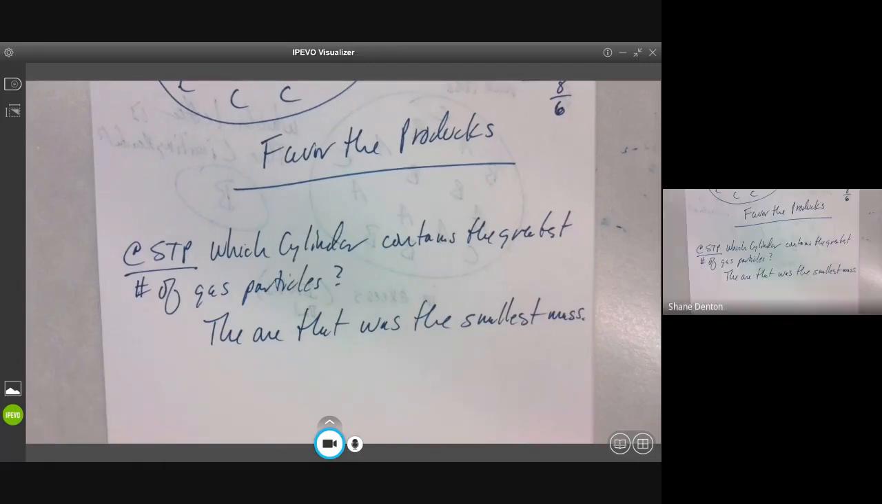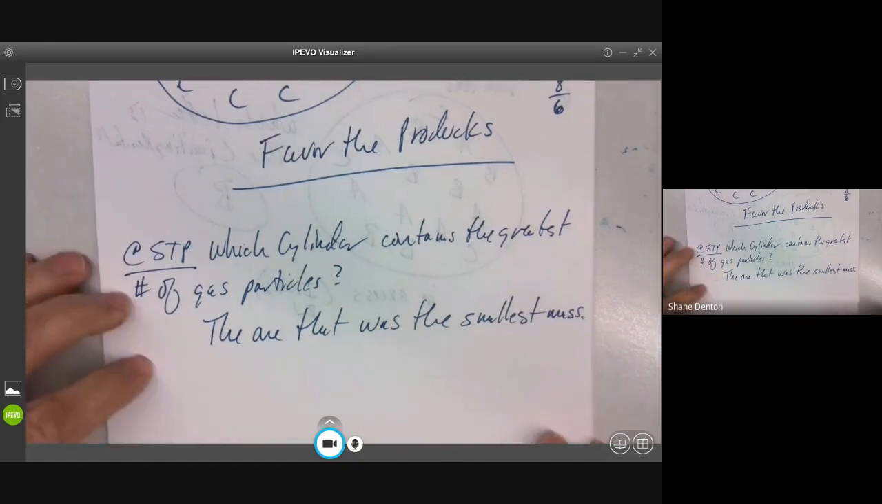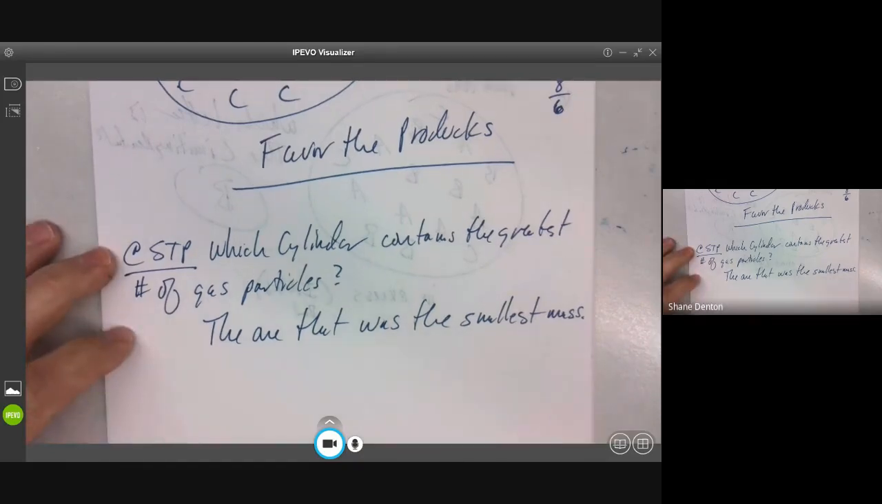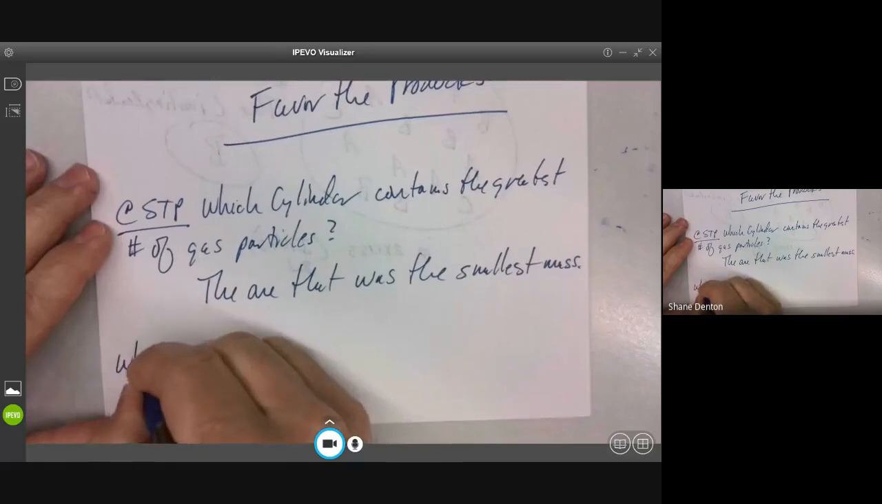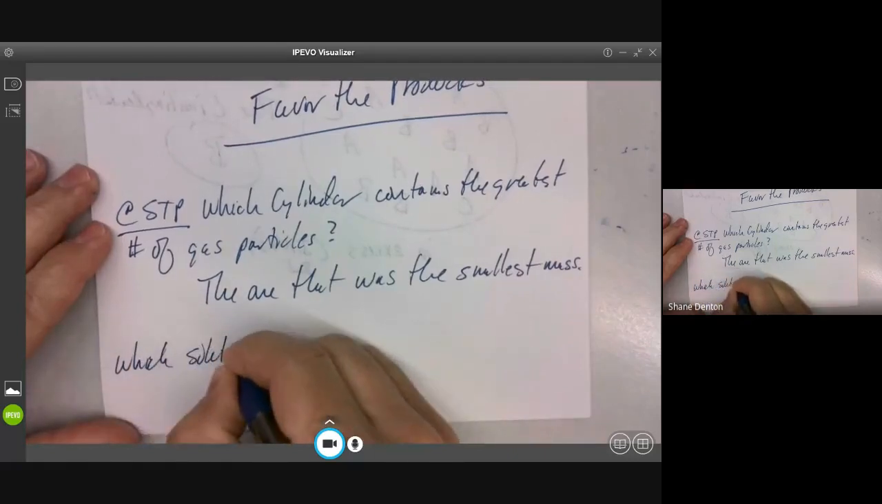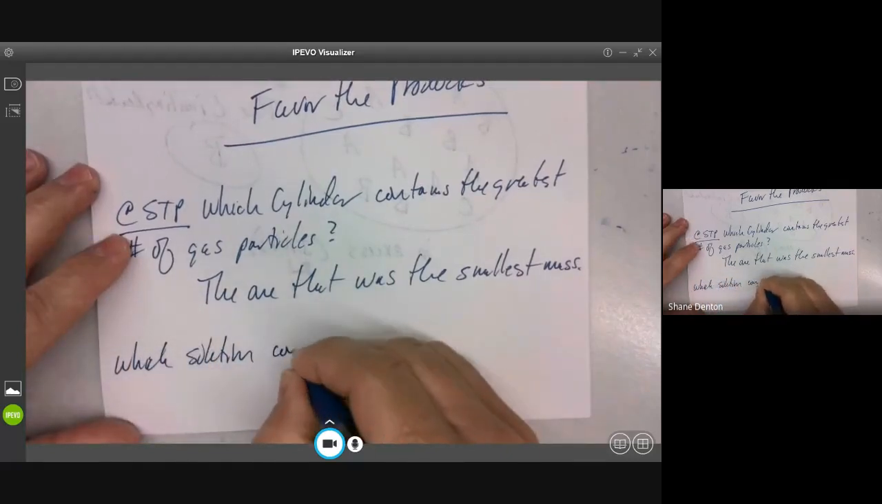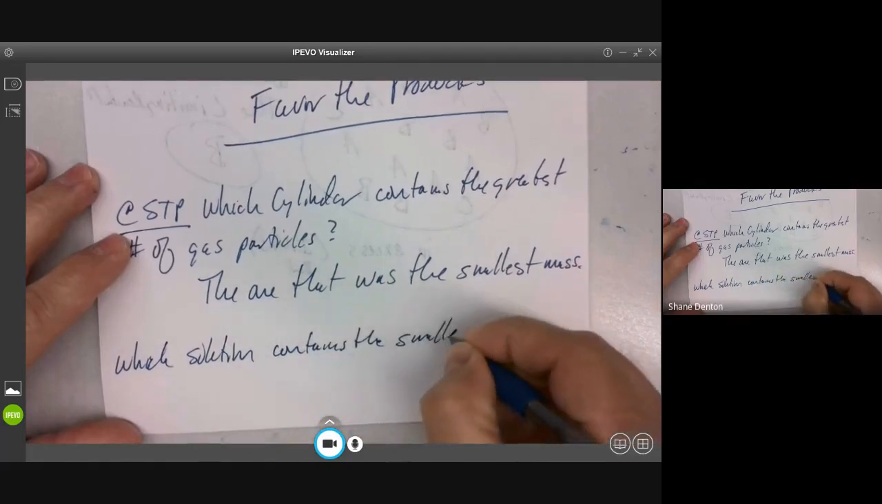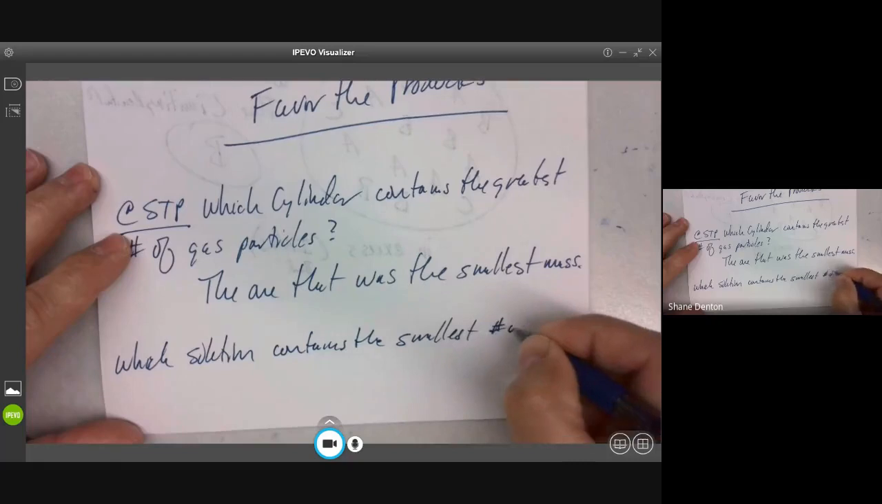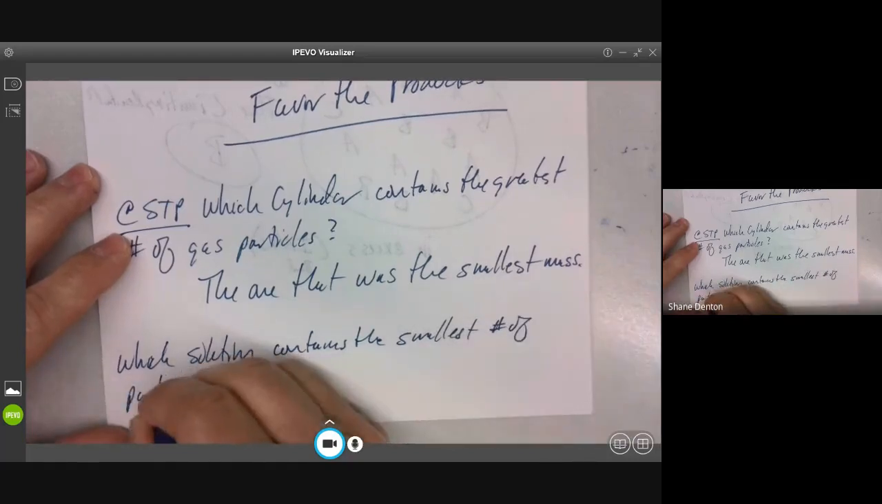Yeah. Okay. So we went with smallest mass. And then the next question, well, for me, it won't be for you, is very similar. It said, which solution contains the smallest number of particles?